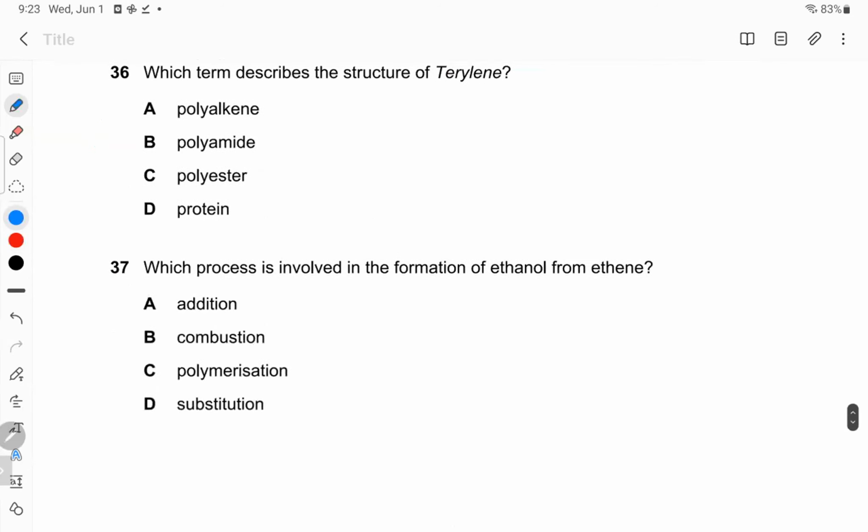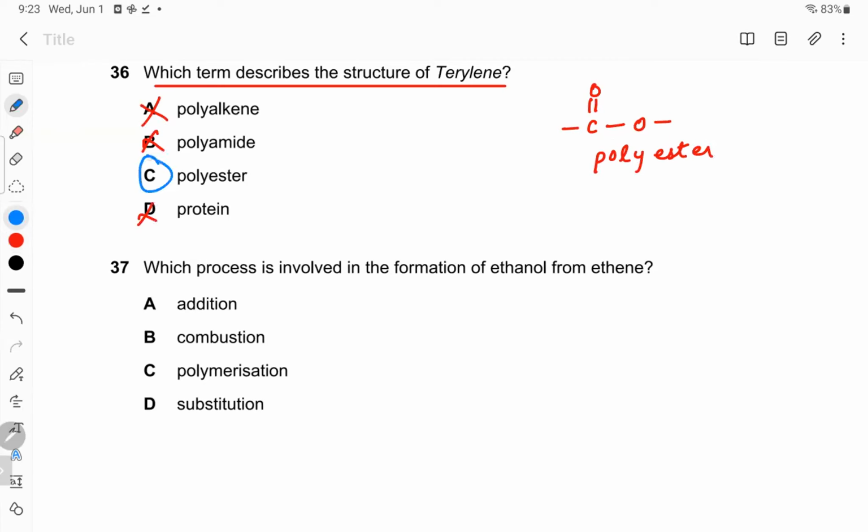Question number 36. Which term describes the structure of Terylene? So if you recall, Terylene has this link, right? Polyester. Yeah, very good, Ayan. It's a polyester. So if it's a polyester, then A, B, and D go wrong. So C is the correct answer.